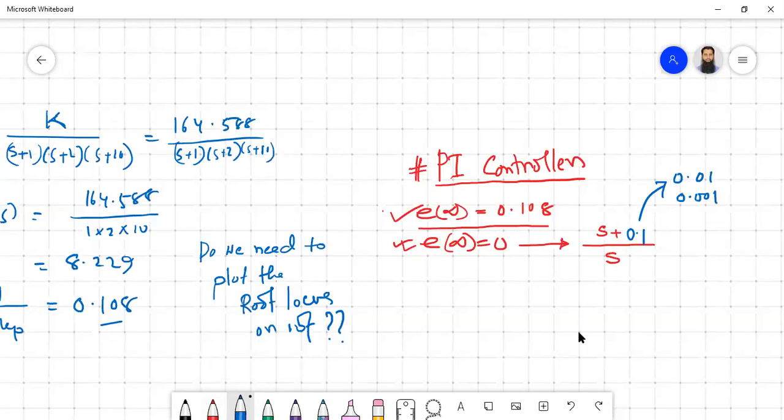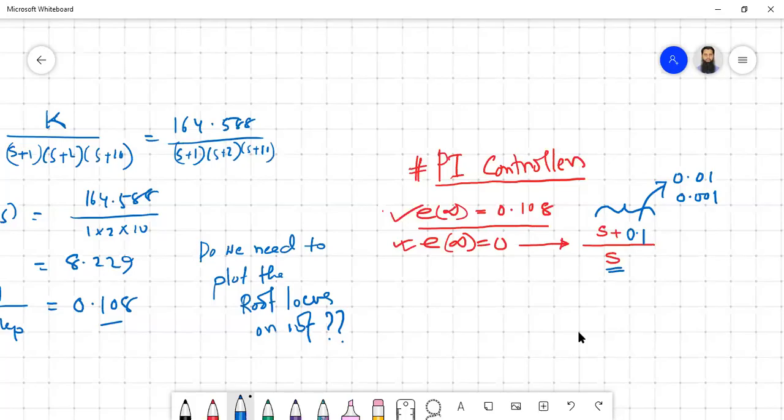The bottom line is we have to have a pole at the origin and a very nearby zero, so that the effect of the angle contribution of the pole at the origin can be cancelled, and we are almost at the previous location of our root locus.